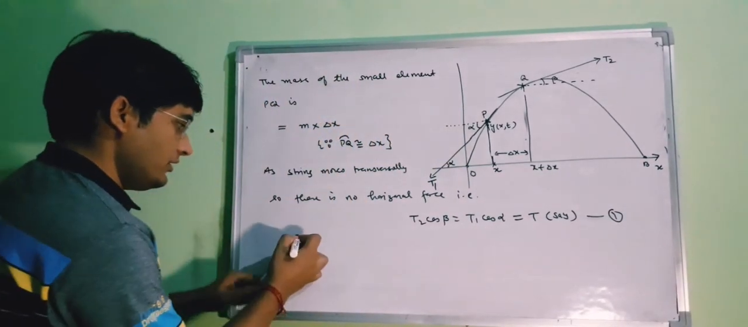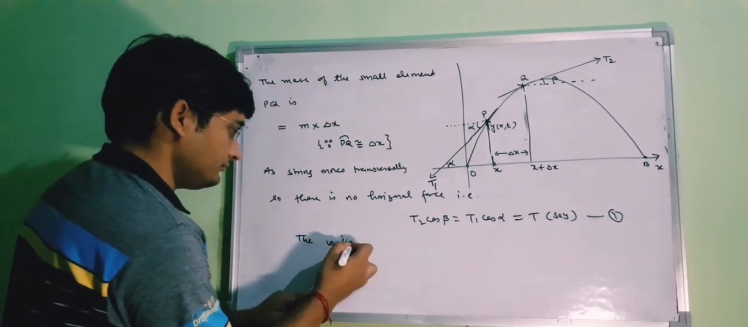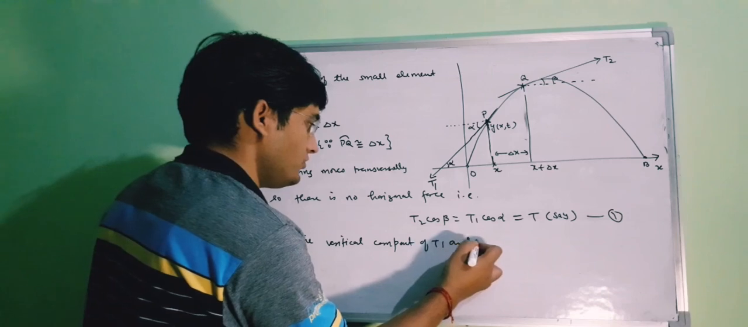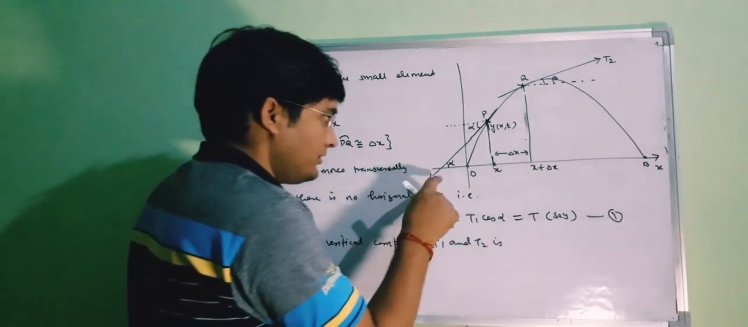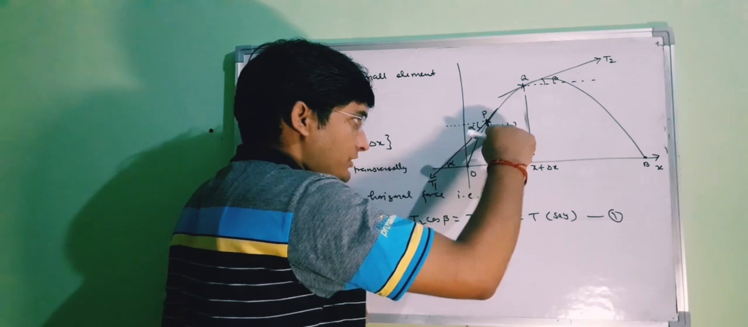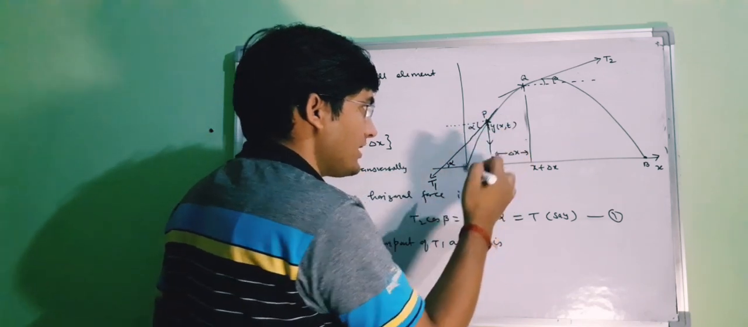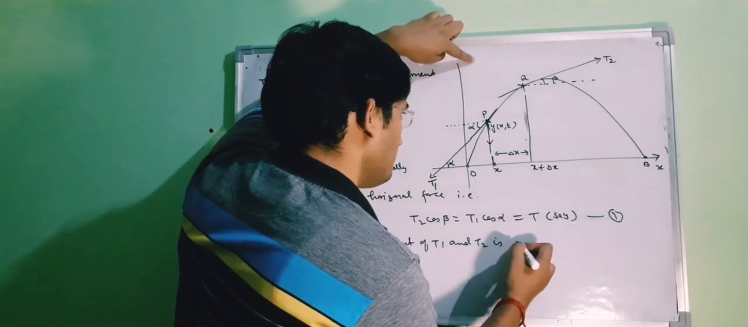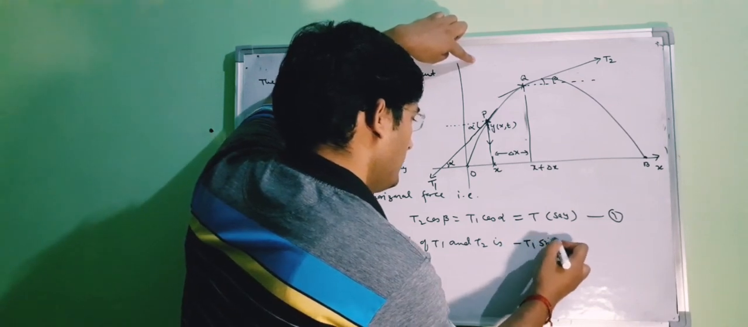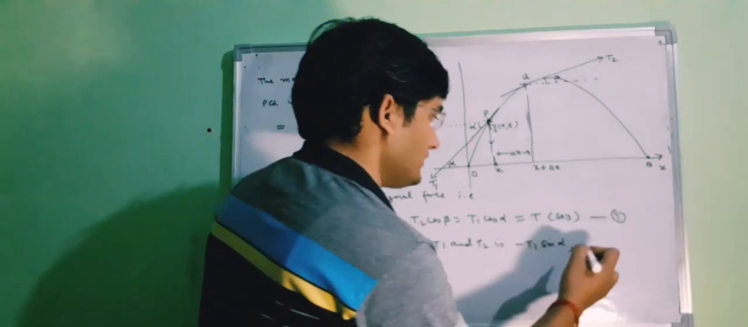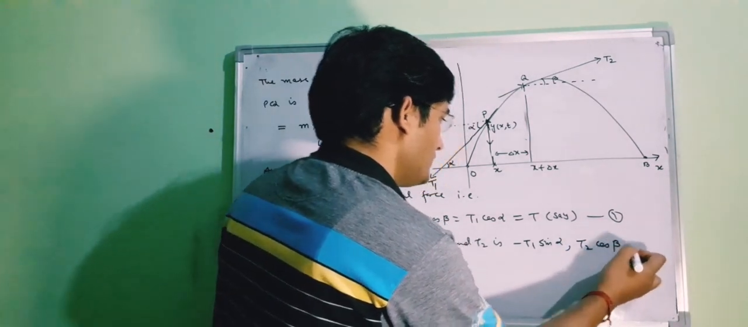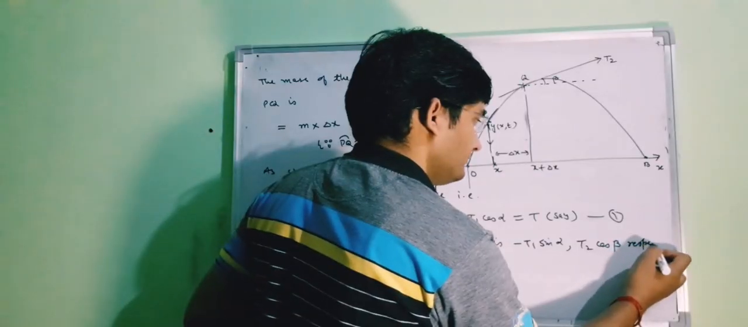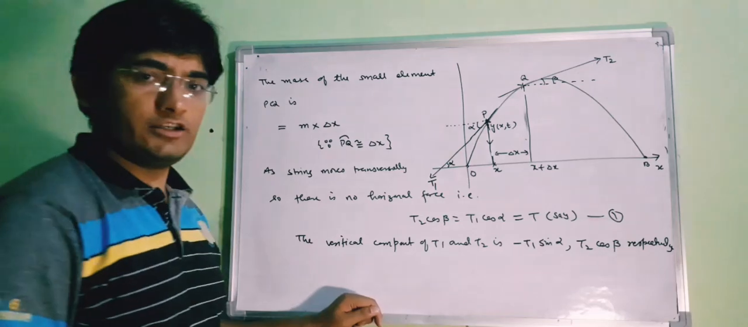Now again, the vertical component of T1 and T2. The vertical component of T1 will be in this direction, so it will be minus T1 sin alpha, and here the vertical component will be T2 sin beta. So this is the vertical component of T1 and T2 respectively.